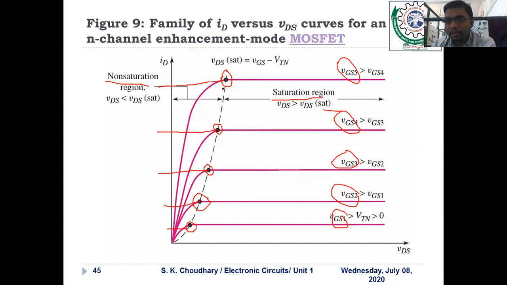And if you increase the VDS more than this for a particular value of the VGS, then the transistor enters into the saturation region. In the saturation region, drain current is constant. Whatever the value of VDS you see here, your drain current remains constant. It doesn't matter what the value of VDS is after the saturation point. So this is the actual relationship for the ideal. This is the ideal IV characteristic.